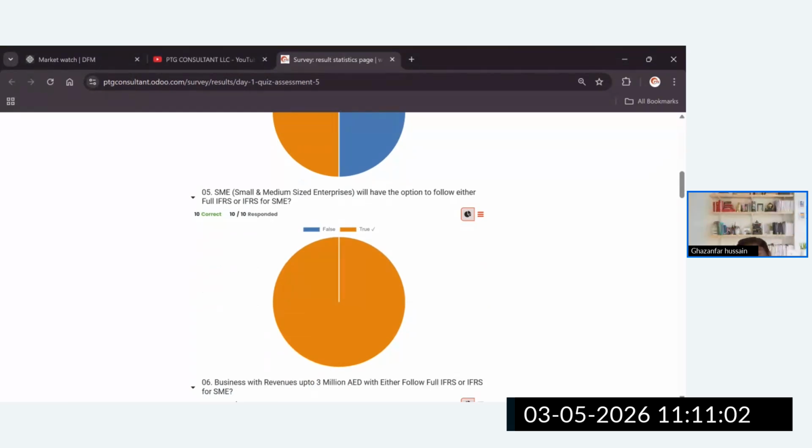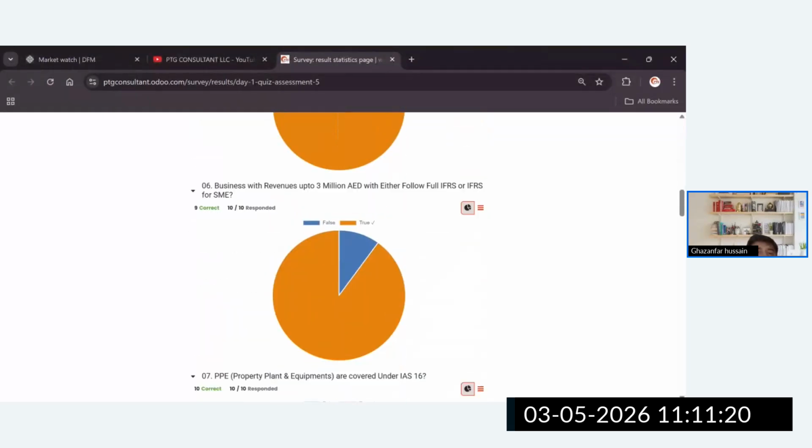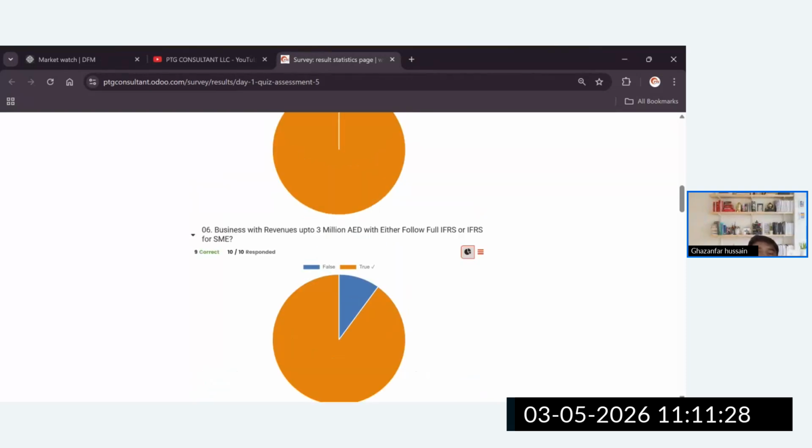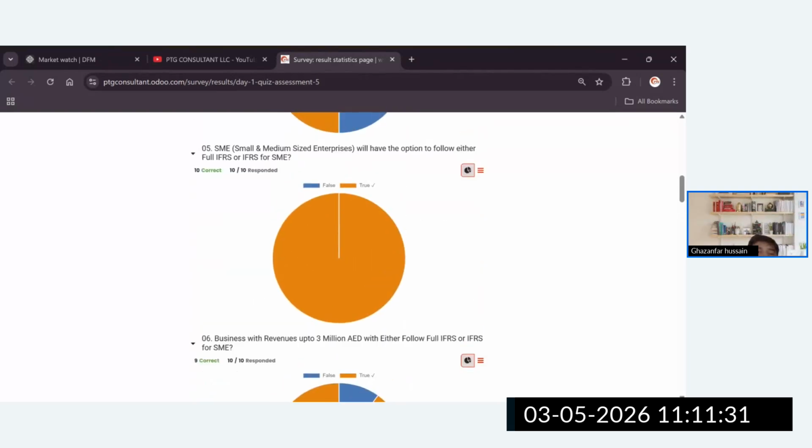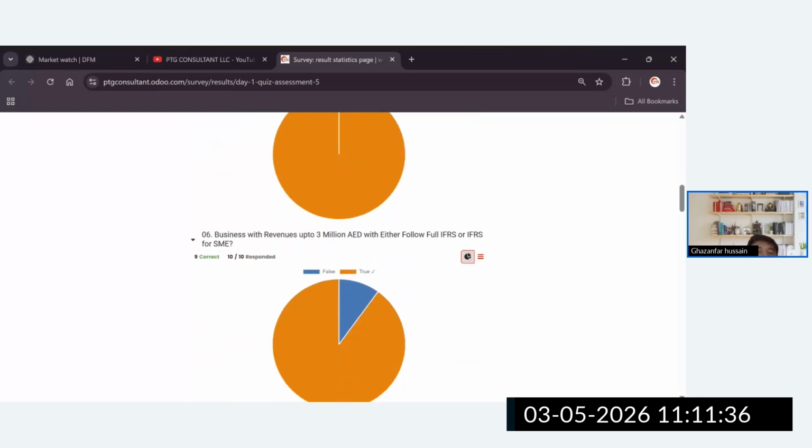Now for this question, most of the participants have given the correct answer. Only one color. So 10 out of 10, true. Small and SME will have the option to follow either full IFRS or the IFRS for SME. Good. Okay, the next: business with revenue up to 3 million will follow either full IFRS. Now just a little 3 million point is added over here.